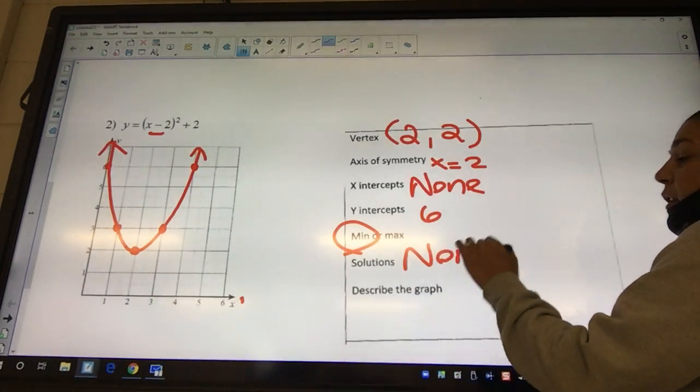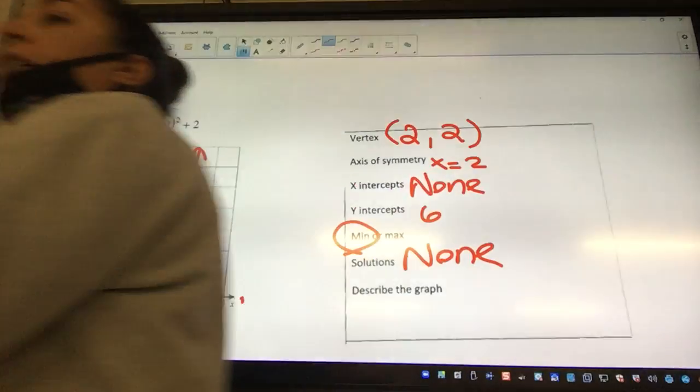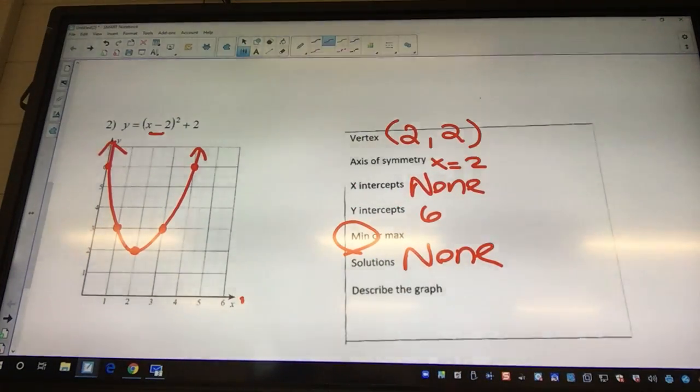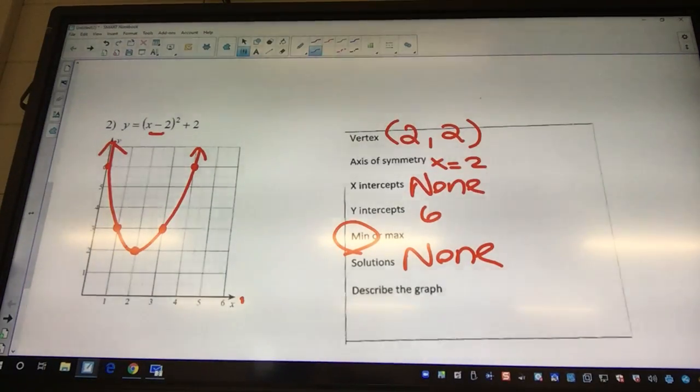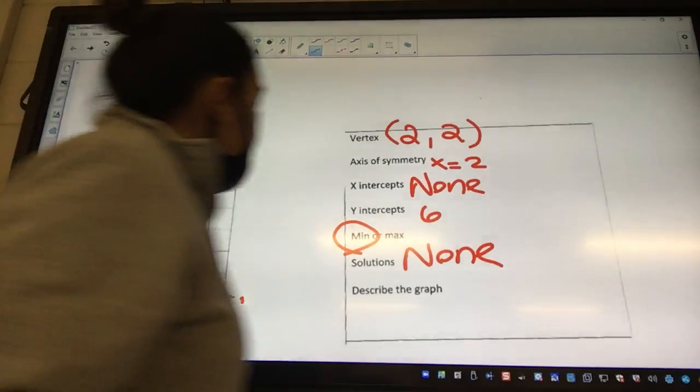And then the description. Where do we check the description from? The vertex. We check it from 0, 0. Whose vertex is 0, 0? The mommy and daddy. Okay, so this maybe is a cousin or a brother, sister, something. But it shifts from 0, 0. So we have to go up 2 and right 2.